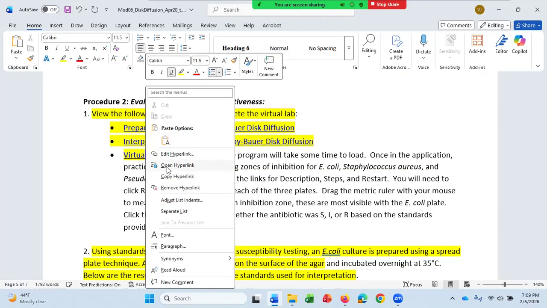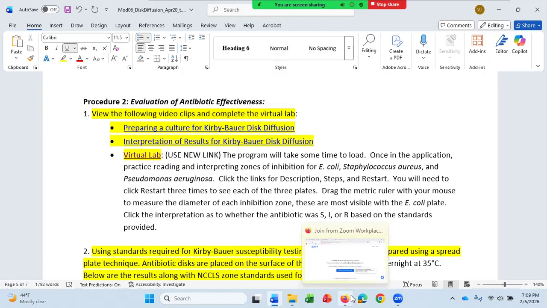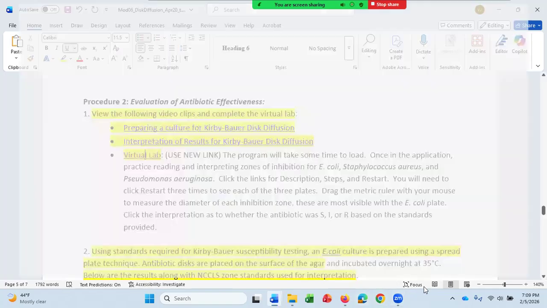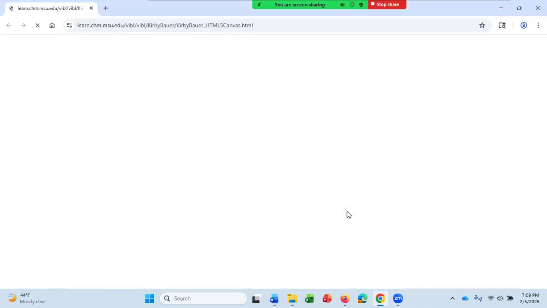Let me see if this works. I have a new link, so I might have to get it from the worksheet. But let's see if this works. Doesn't seem to be. There it goes. It's taking its time to load. Hopefully yours will be faster than mine.